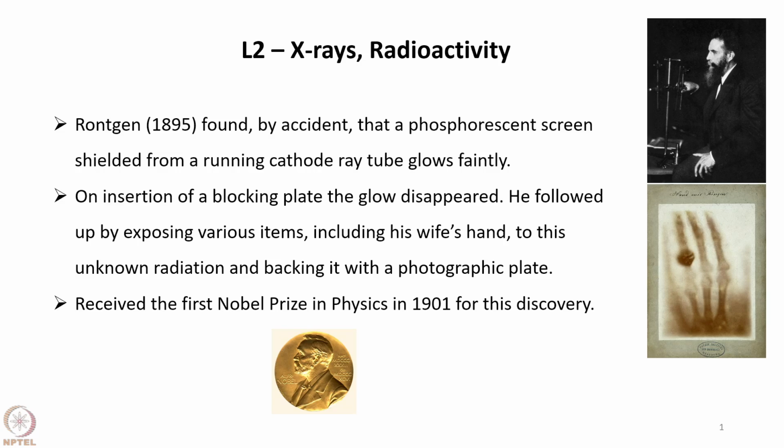This was quite remarkable for its time, and it in fact got a lot of publicity in Europe and elsewhere. And he was the recipient of the first Nobel Prize in Physics in 1901 for this discovery. So, Nobel had instituted the Nobel Prizes, which were initially for physics, chemistry, and physiology and medicine, and he was the first physics Nobel Prize laureate in 1901.